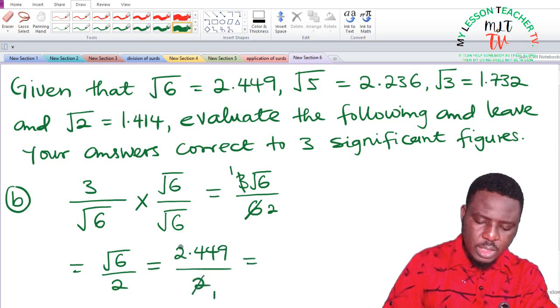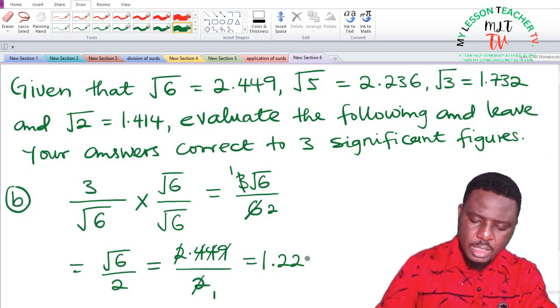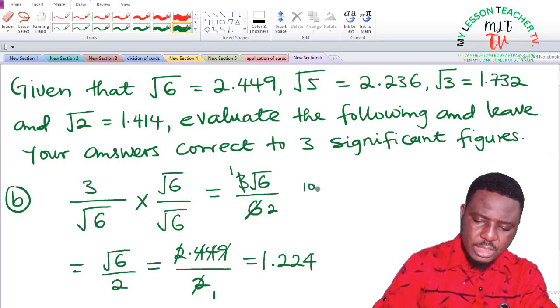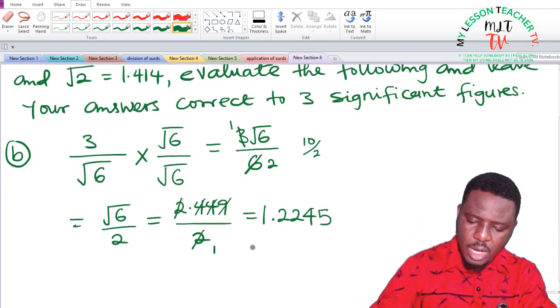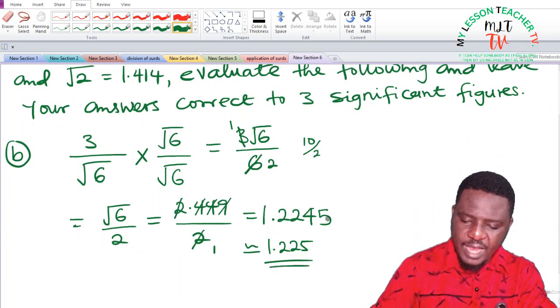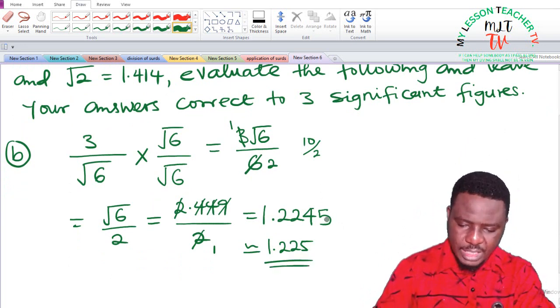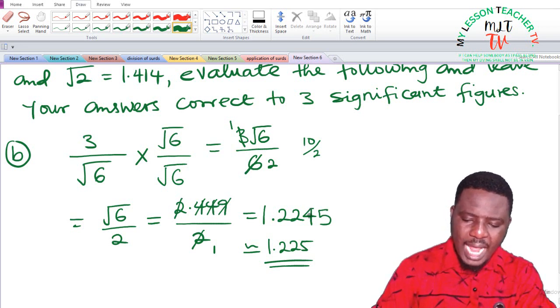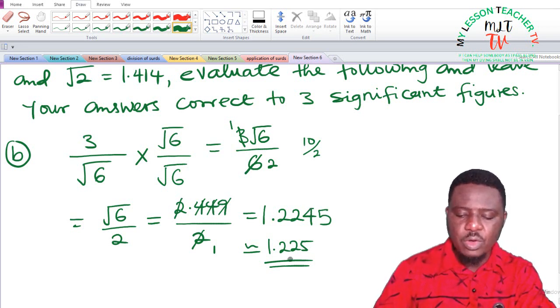2 into itself is 1. 2 into 2 is 1. Put your point. Remainder 0. 2 into 4 is 2. 2 into 4 is 2. 2 into 9 is 4. Remainder 1. Add 0 to that 1 and divide by 2. It gives you 5. So approximately this is equal to 1.225. Since 5 is half of 10, you round it up and add 1 to 4, making it 5. So that's how I got 1.225.